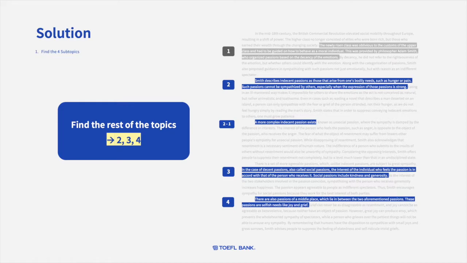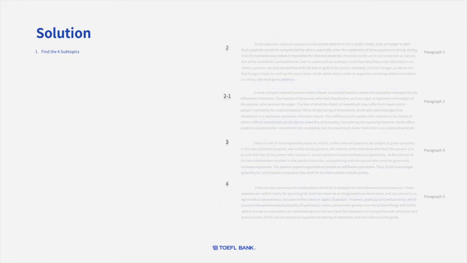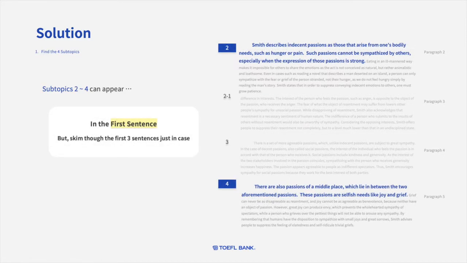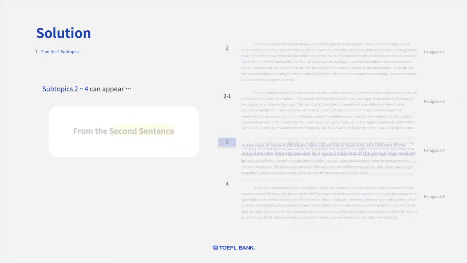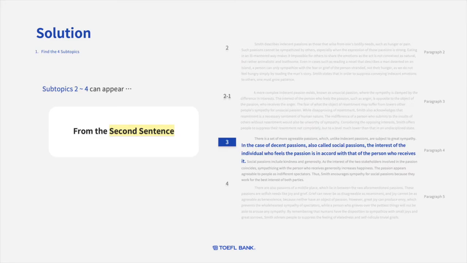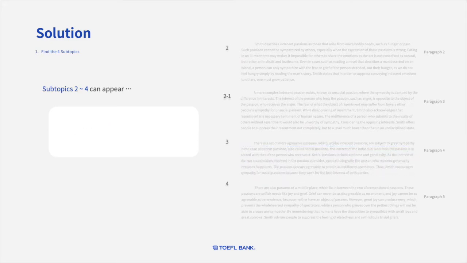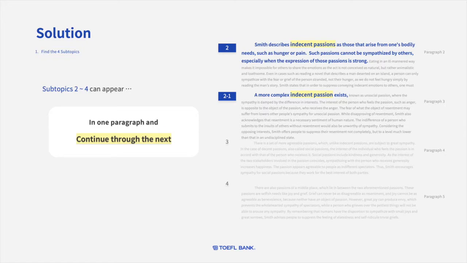Because you solved the previous questions from 1 to 9, you'll most likely know what the passage is mainly talking about, so there will be no issue in finding the subtopics that come after topic number 1. Subtopics 2, 3, and 4 can be found in the first sentence of a paragraph, but skimming through the first 3 sentences will help you grasp a better idea of what the topic is. The subtopics can also appear from the second sentence, and they can appear in one paragraph and continue through the next as well.